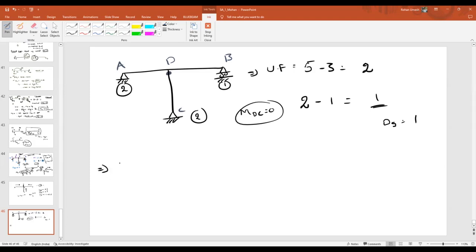As of now, I think we have covered the very basics. So let me tell you one more thing also. Now, let me come to the frames. A classic example that we are going to discuss here. Determinate or indeterminate?